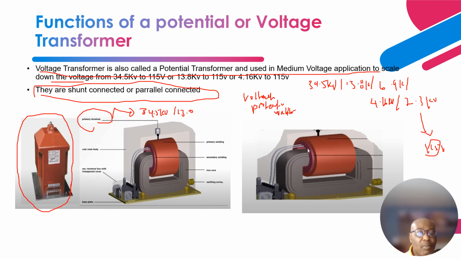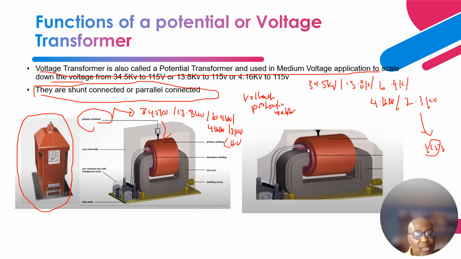13.8 kV, 6.9 kV, 4.16 kV, 2.3 kV. So that high voltage comes to this terminal and energizes this primary winding. So this one is the high voltage winding.